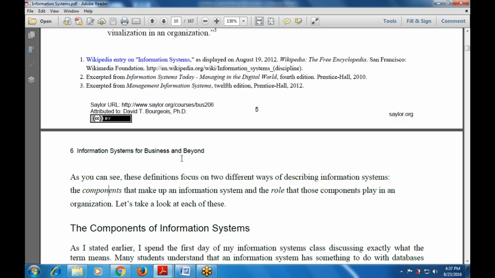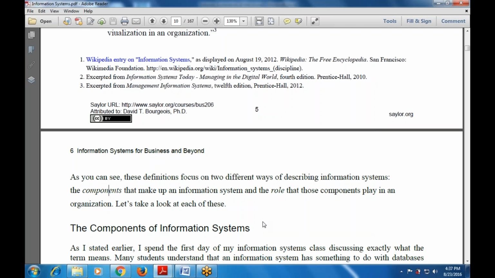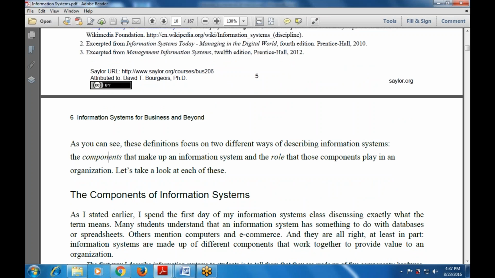What are the various components that make up, or the various parts of the information system, known as the components, and what is the main role that these components play? That means the functionality of each and every component. So what are the two parts? One is the components, what the various components are, and how these components work together, what their functionality is, and the role they play in the organization.